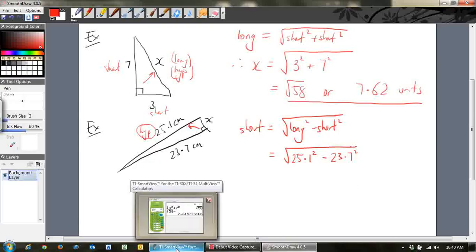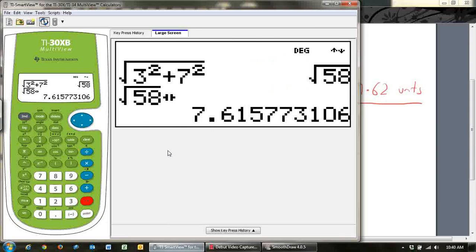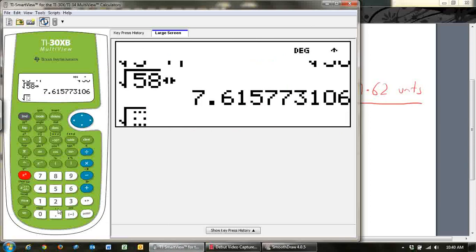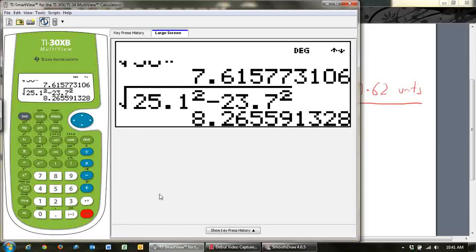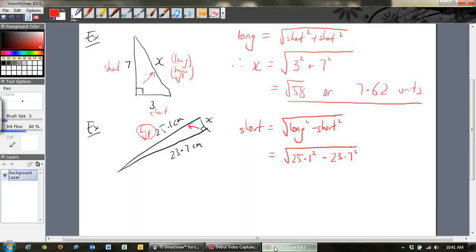Again, pull out your trusty calculator. It's very hard to do these questions without it. So we want the square root of 25.1 squared minus 23.7 squared. Always press to the right, you probably don't need to, but that's just to get out of the square root. Press enter, and there's your answer, 8.27.